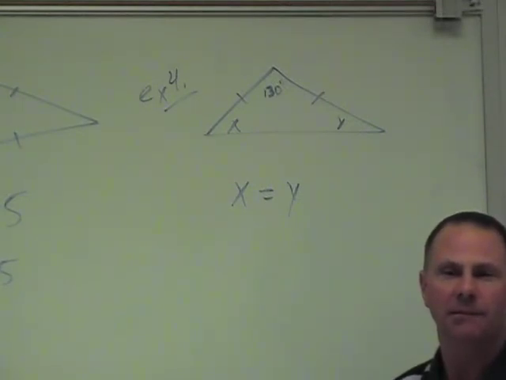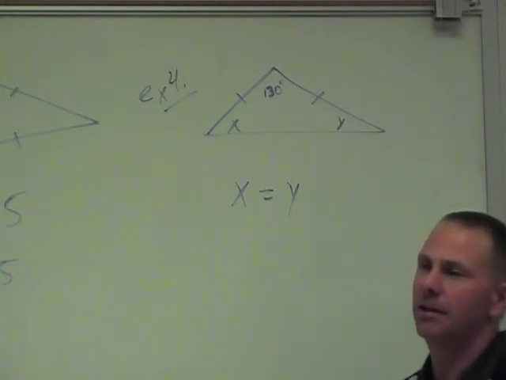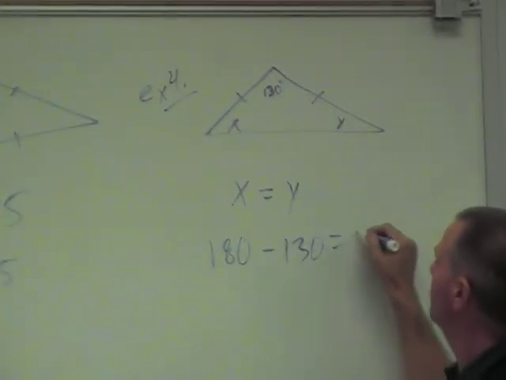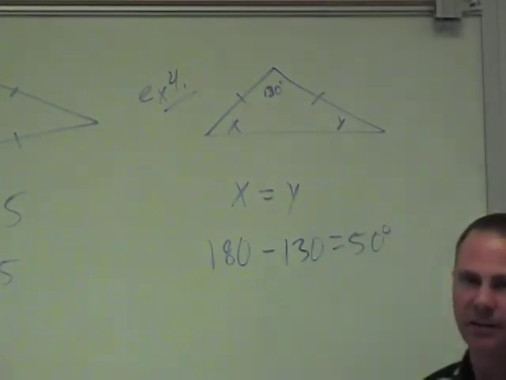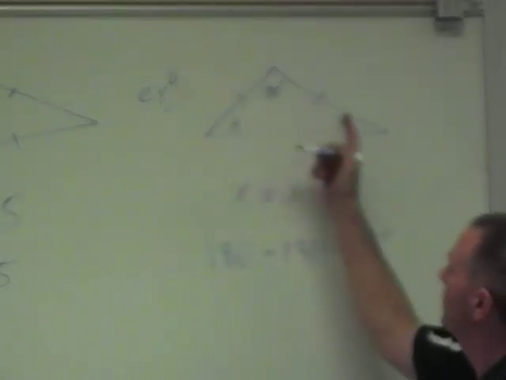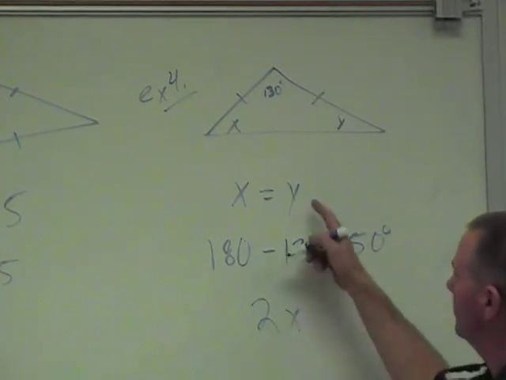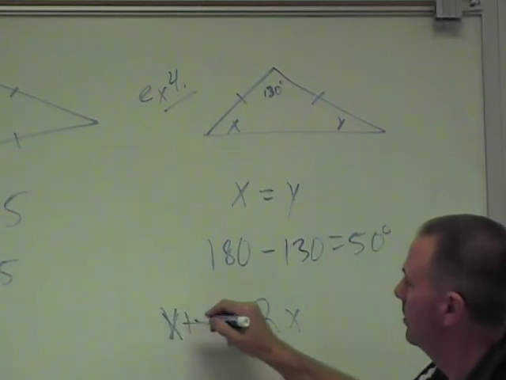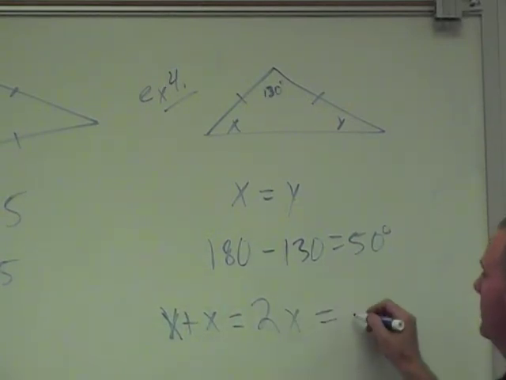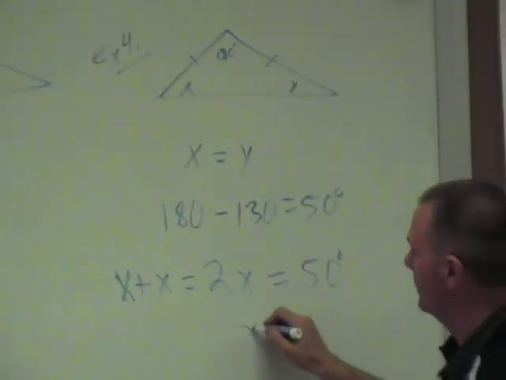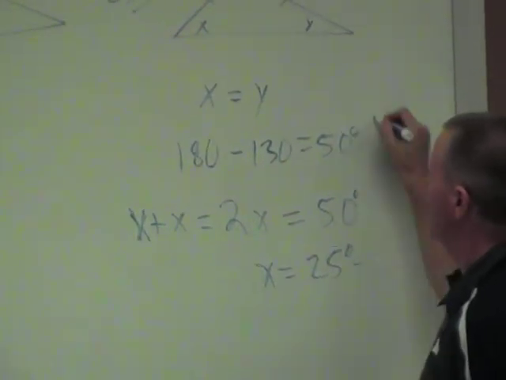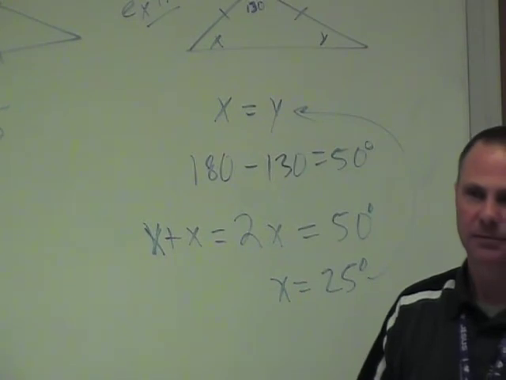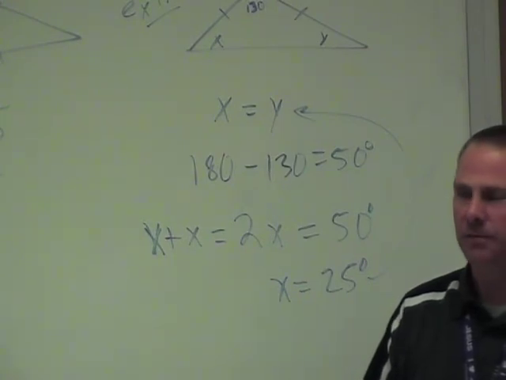A triangle equals 180 degrees. Yes, 180 degrees. Good job. So 180 minus the 130 equals 50 degrees that are left. And since both angles are the same, that's really 2x. Y is the same as x. X plus x equals 2x, and 2x has to equal 50. So that's why x is 25 and why y is 25. Gotta be able to write it down in your own words, okay?